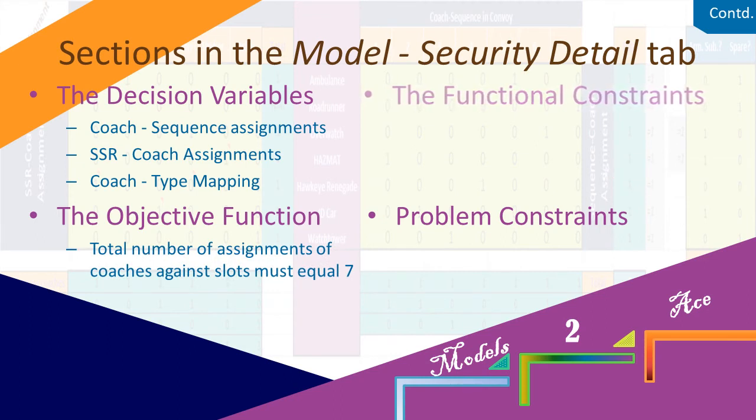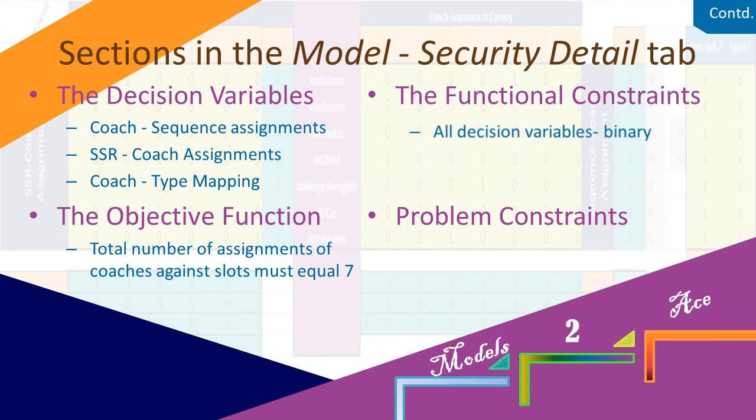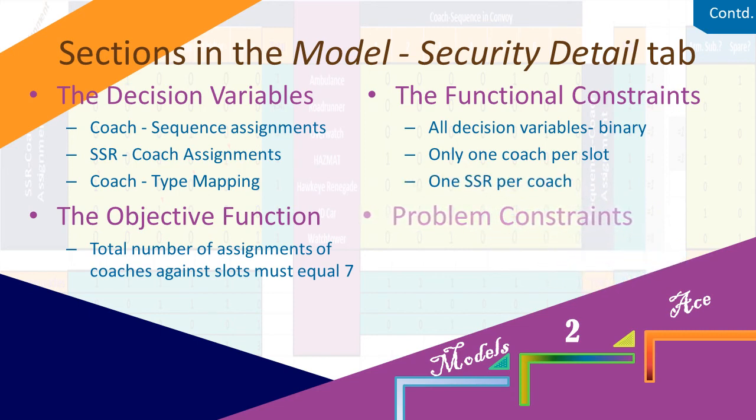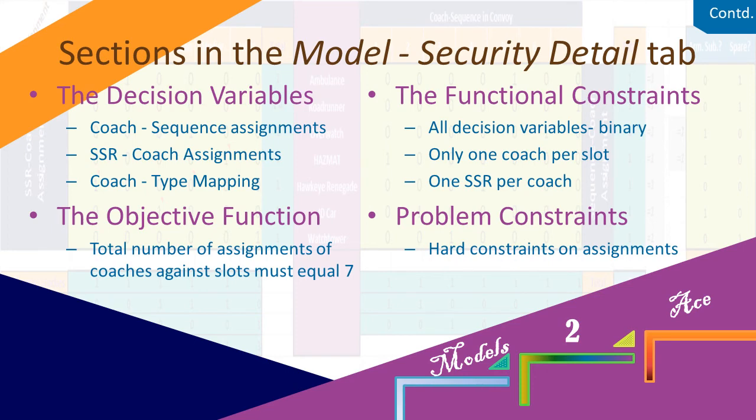The functional constraints, arising due to the particular formulation we have used for the model, are that all decision variables must be binary, there must be only one association between a coach and its slot, and finally there must be only one mapping between an SSR and a coach. The constraints specific to this problem under consideration are the hard constraints on assignments of SSRs to their coaches and coaches to their slots, minimum gap between 2 coaches, and constraints on the type of coaches, such as the total number of spares and armored subs, and sequencing of a particular type of coaches.